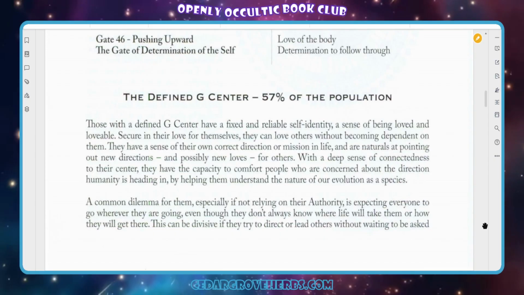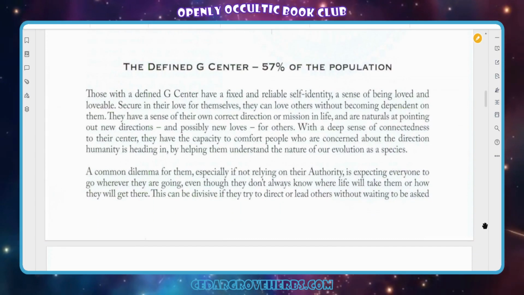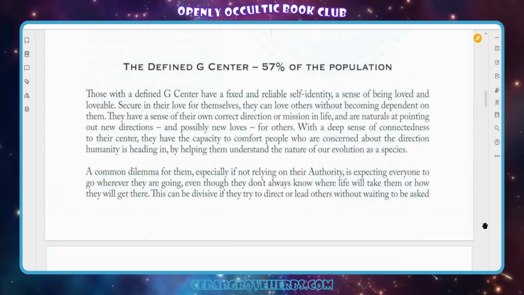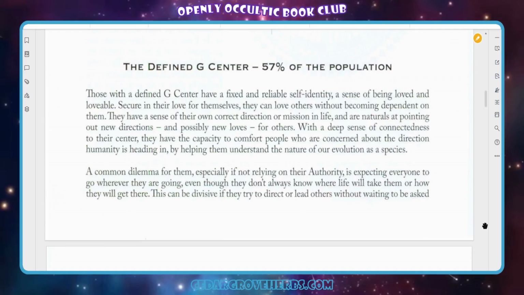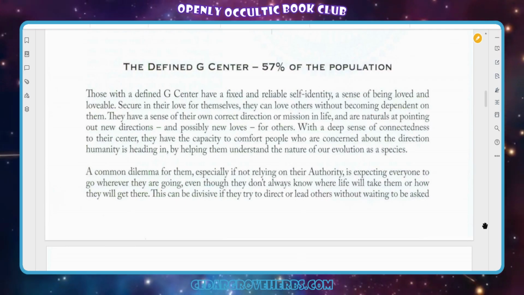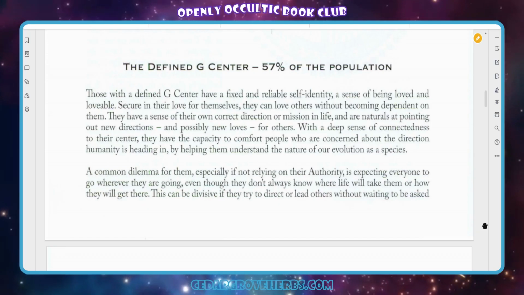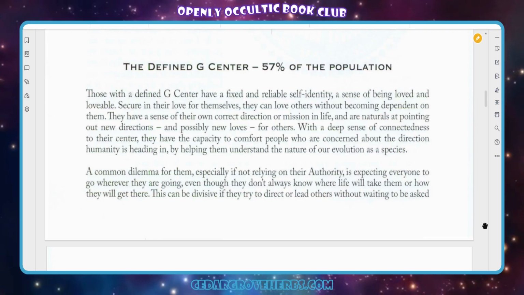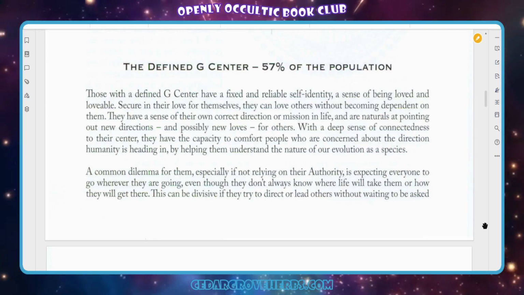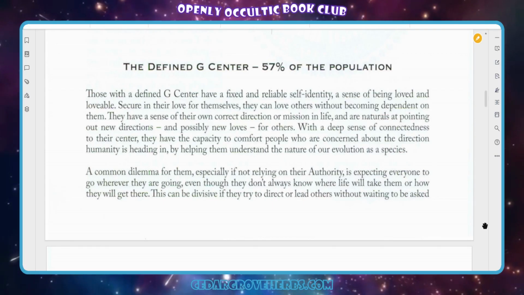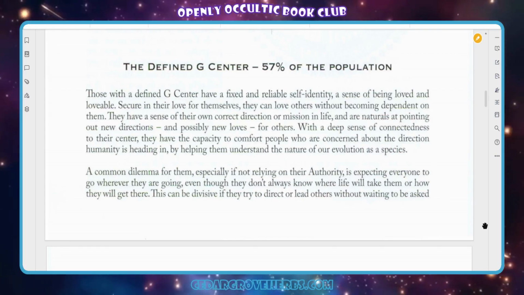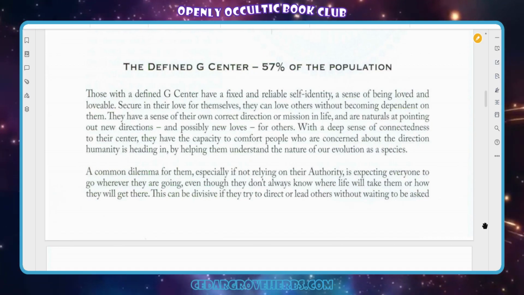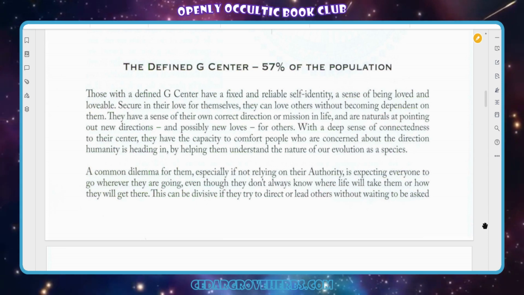Those with a defined G center have a fixed and reliable self-identity, a sense of being loved and lovable. Secure in their love for themselves, they can love others without becoming dependent on them. They have a sense of their own correct direction or mission in life and are naturals at pointing out new directions and possibly new loves for others. With a deep sense of connectedness to their center, they have the capacity to comfort people who are concerned about the direction humanity is heading in by helping them understand the nature of our evolution as a species.